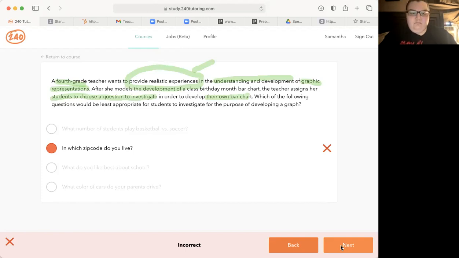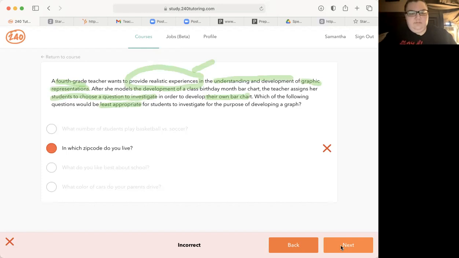Which of the following questions would be least appropriate for students to investigate for the purpose of developing a graph? Which would be the least appropriate? So we don't want the one that would make the best bar graph. We want the one that would make the worst.